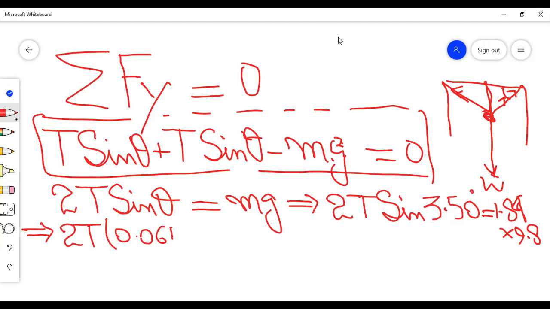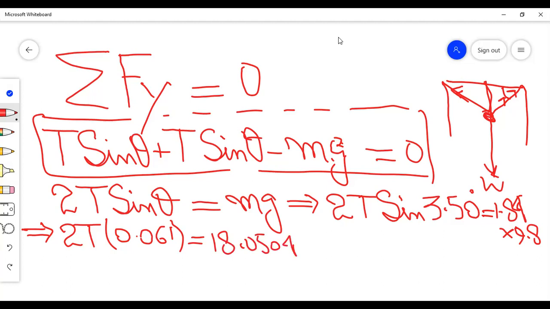So this is the value of sine theta. If we are just multiplying this 1.84 with 9.8, what is that answer? 18.032, or 18.0504, or whatsoever the answer is.